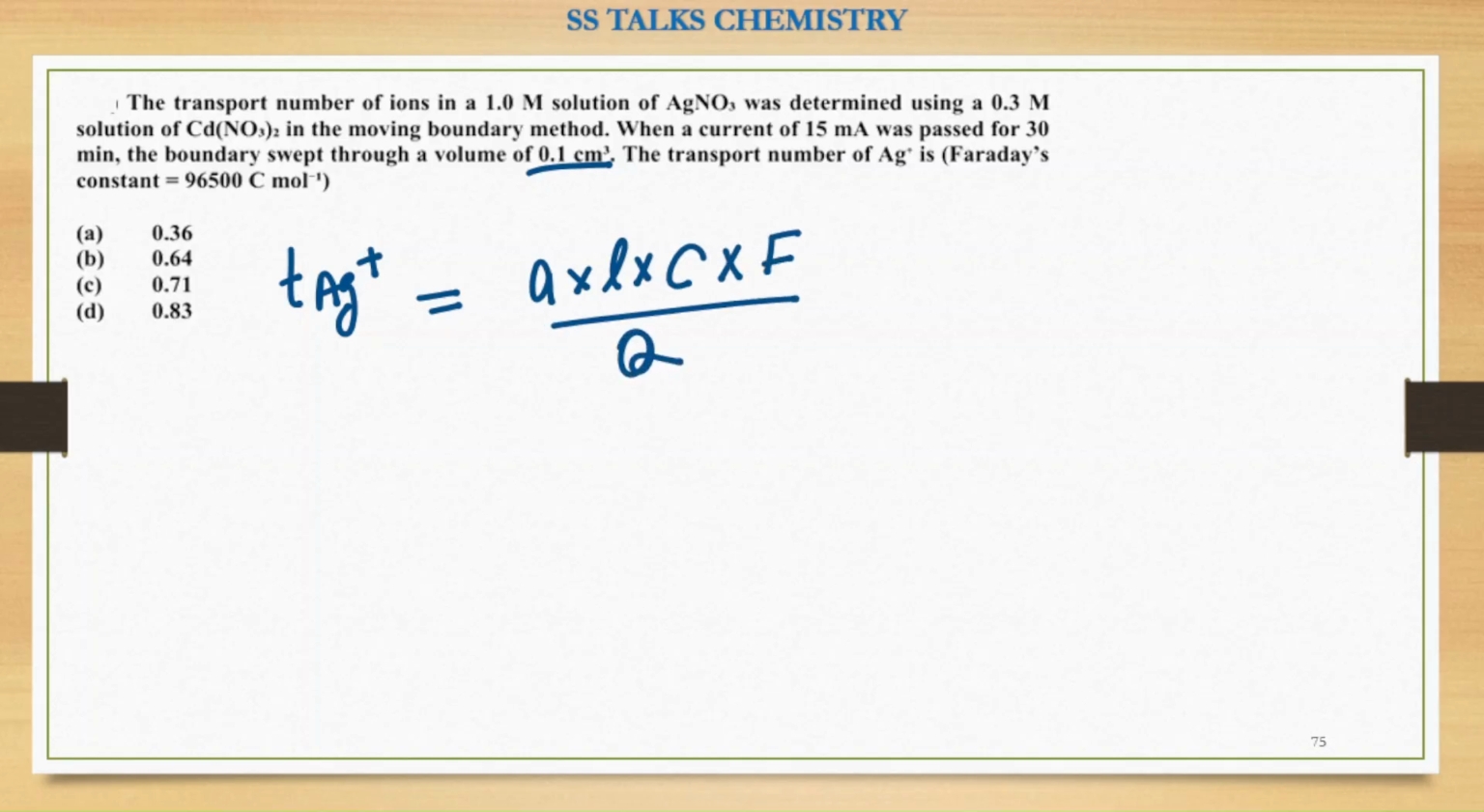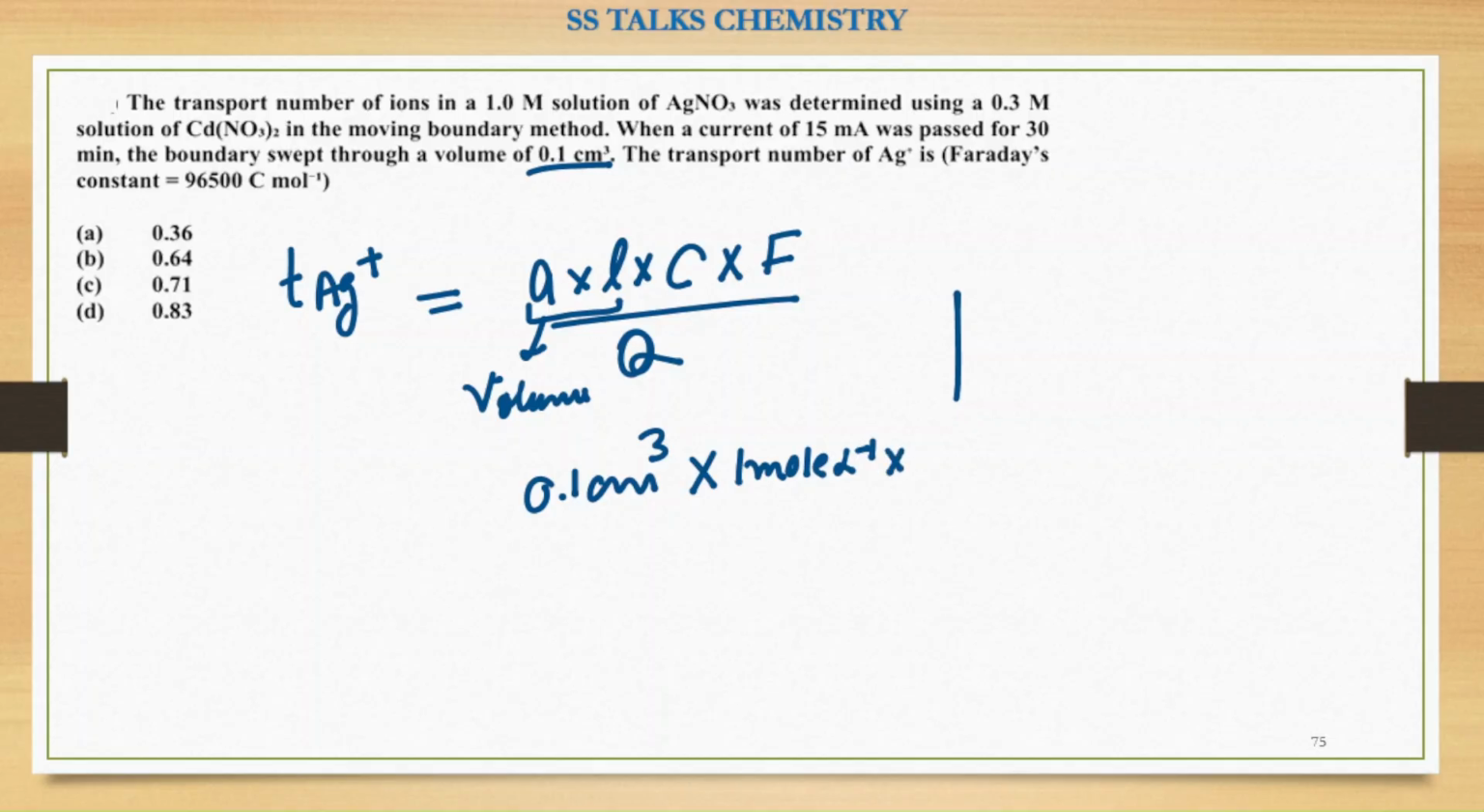the charge. Alright. So this area into the length, we can write as the volume. So that value is given to us: it is going to be 0.1 centimeter cube. Concentration value we have been given as 1 molar, right? So 1 mole per liter we are having, and the F value is going to be 96500 coulomb per mole.